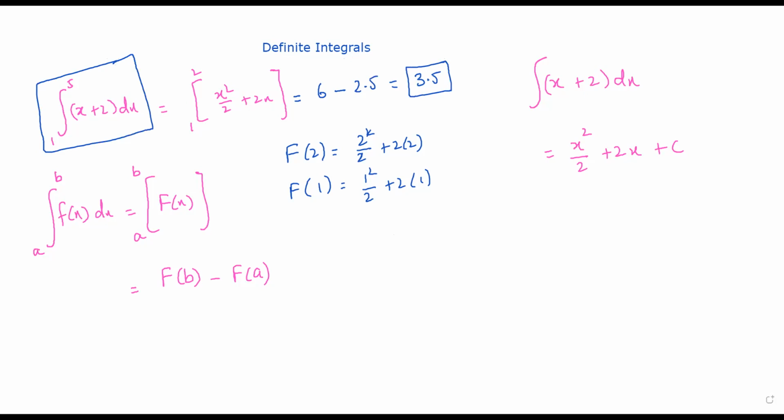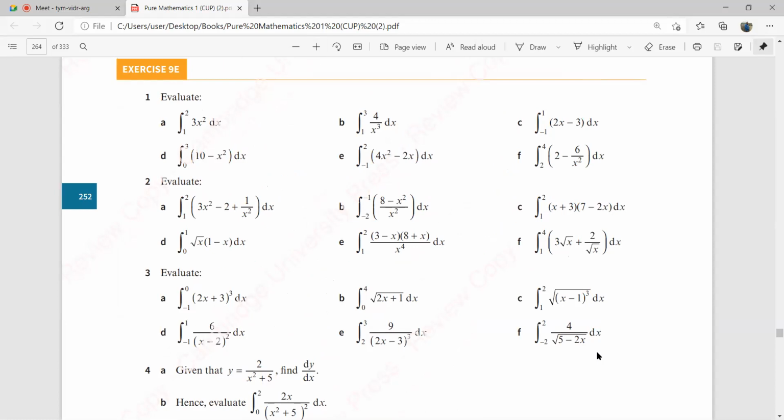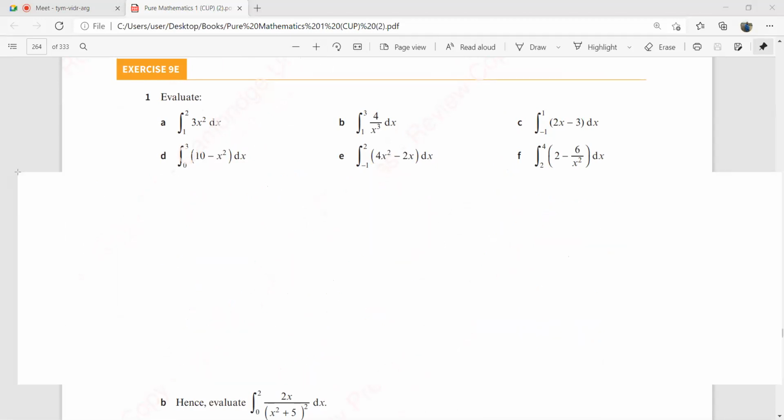Okay, now let me take you back to the book. If you look at all these questions, you can see that you have to apply the limits onto them. Let me create some space here so that I can do the working right here rather than going back to that board. I will now tell you why we don't need to put that plus c into our integral. Look at this 1a: limit from 1 to 2, 3x square dx.